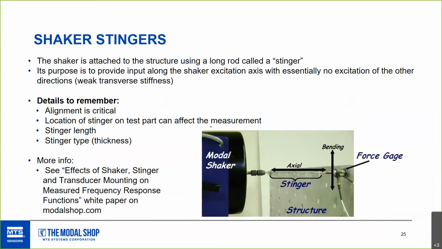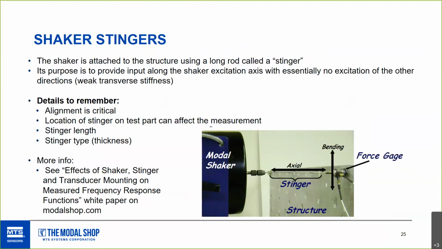Stinger length is something that will certainly affect your part and your measurement. A longer stinger can have some buckling to it, whereas a shorter stinger can actually add some stiffness to your part. Same thing with the stinger you're using. A thicker threaded rod stinger can more easily add some stiffness to your part where it's connected, versus that thinner stinger shown in the picture there that has a little more lateral forgiveness, so to speak.